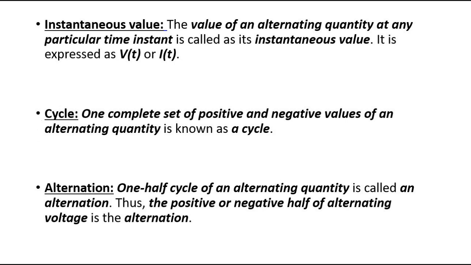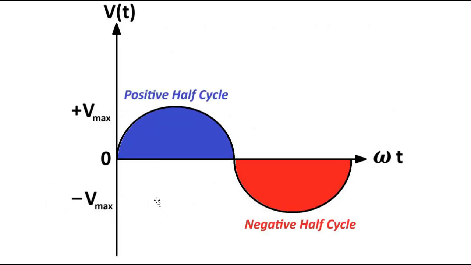Then we have the cycle. Here I said that in alternating parameters, a fixed pattern is always there. A fixed pattern is repeated. Here the fixed pattern is that the parameter value starts from 0, then goes to the positive maximum value, then again drops down to 0, again goes to the negative peak value, the maximum value, and again goes to 0.